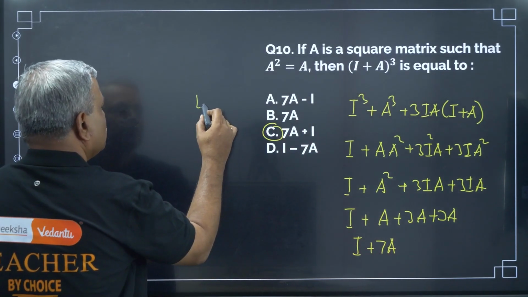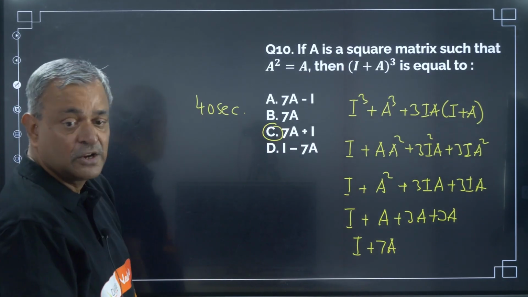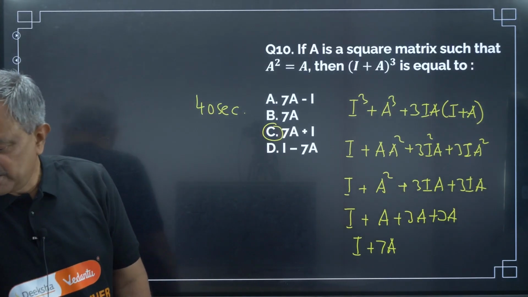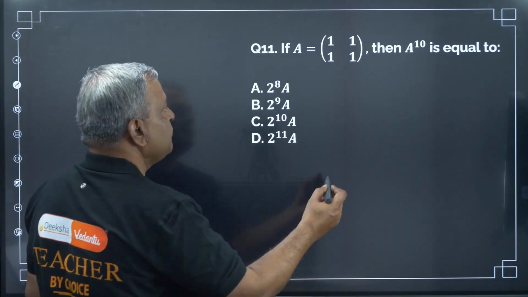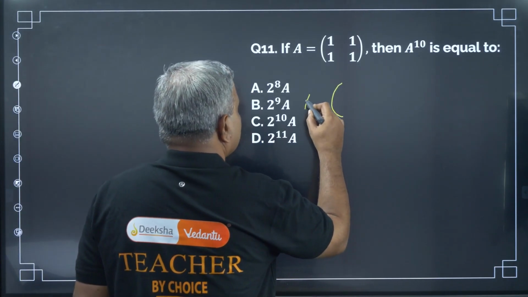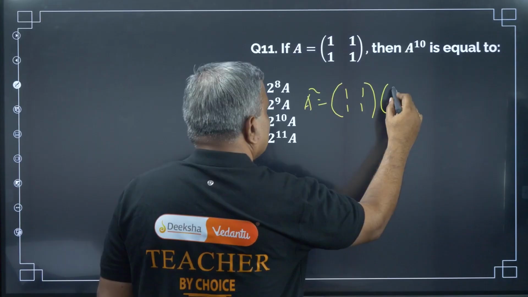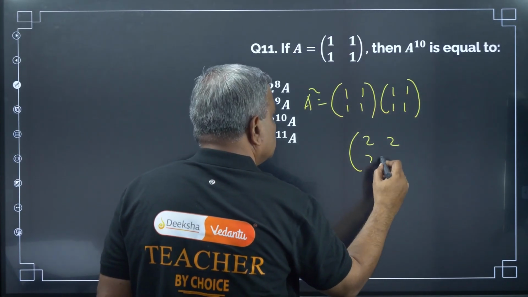It will take max to max 40 seconds. I have done it, I think, in 20 seconds, max to max it is 40 seconds. Question number 10, option C is correct. This is a square. If you keep on doing, a square is 1 1 1 1, you get 1 1 1 1, you get nothing but 2 2 2 2.